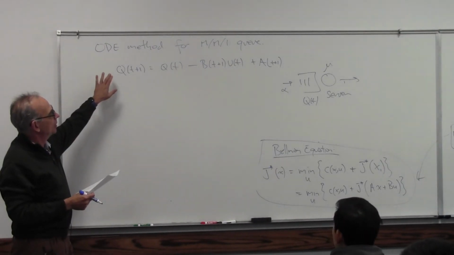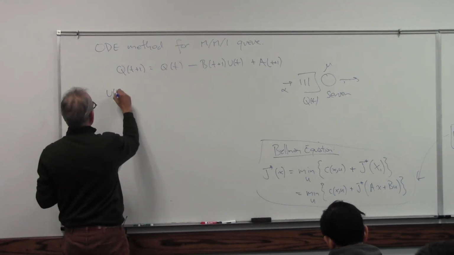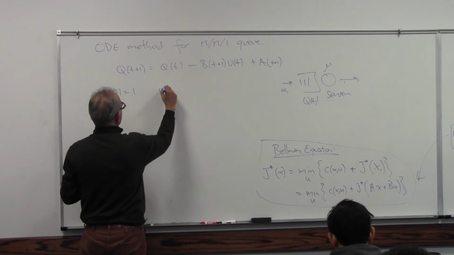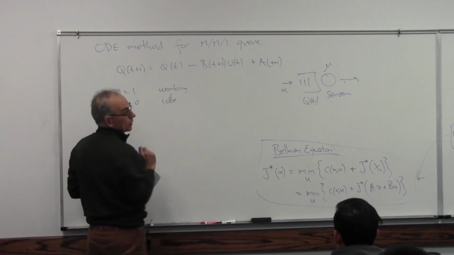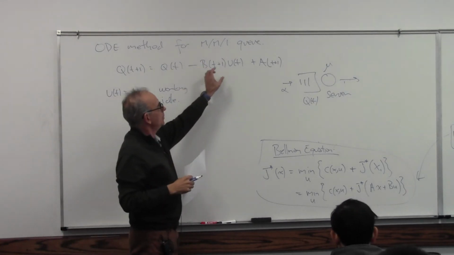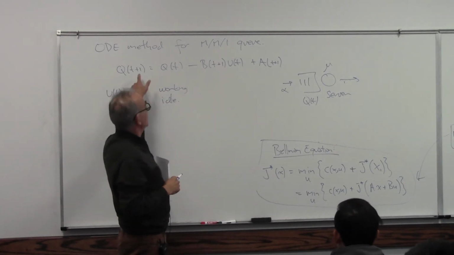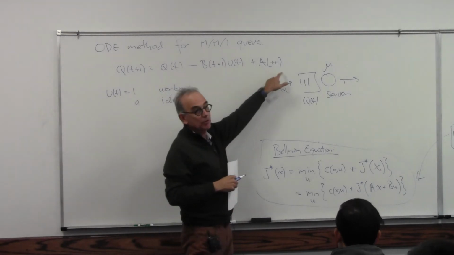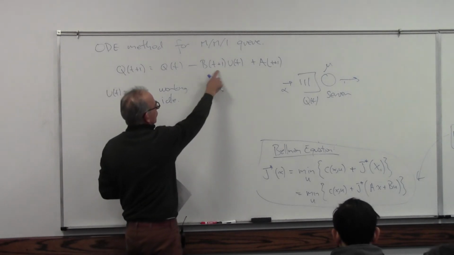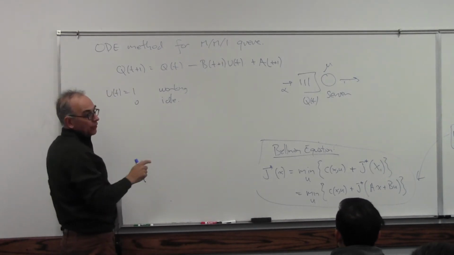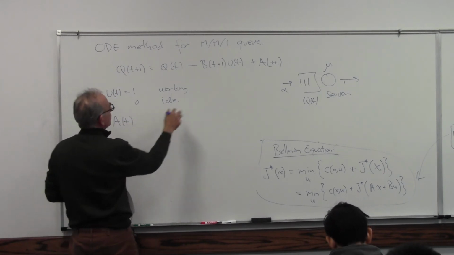So this is a particular model of a queue where u of t equals 1 means I'm working, and if it's 0, I'm idle. If I'm working, b of t plus 1 is the number of services that I've completed in time slot t plus 1, and a of t plus 1 is the number of arrivals at time t plus 1. So this is like potential services. Now, in the M/M/1 queue, the a of t are IID.